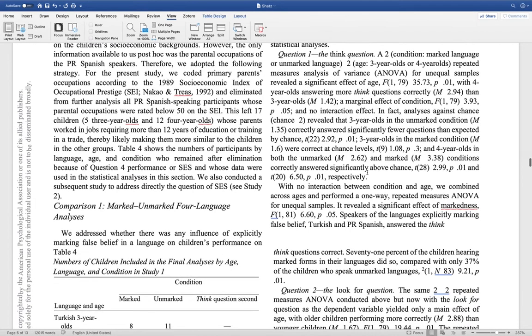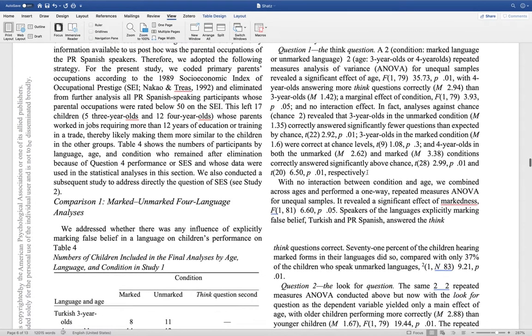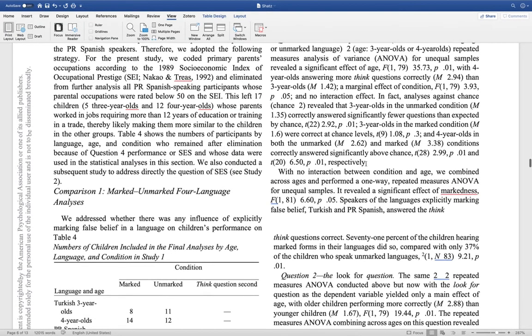So let me see here. Analysis against chance. I don't understand. Revealed that 3-year-olds in the unmarked condition correctly answered significantly fewer questions than expected by chance. So now they're doing some weird stats here. 3-year-olds in the marked condition were correct at chance levels, and 4-year-olds in both the unmarked and marked conditions correctly answered above chance levels, respectively.